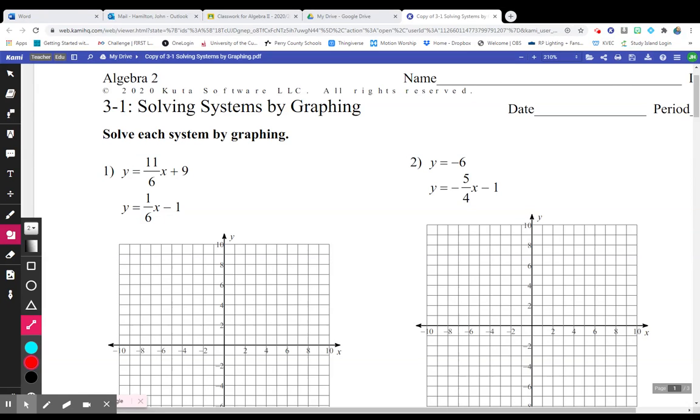All right, guys, we're going to begin this chapter on systems by talking about solving systems by graphing. I put a couple of notes in the description. I hope you guys read those before you actually just dive into these. But solving systems by graphing is a useful tool.